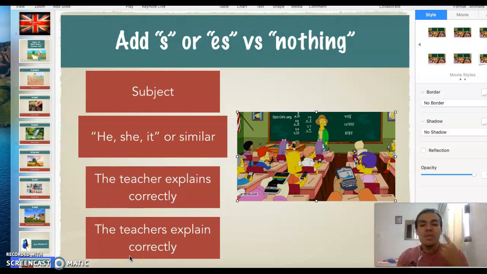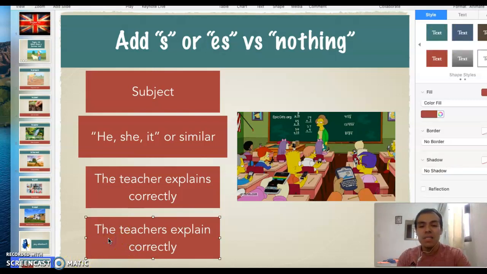Now we are going to check the second example. The teachers explain correctly. In this example, we don't add the letter S in the verb explain because the subject is not he, she, it, or similar. It's teachers. It's plural. Okay?